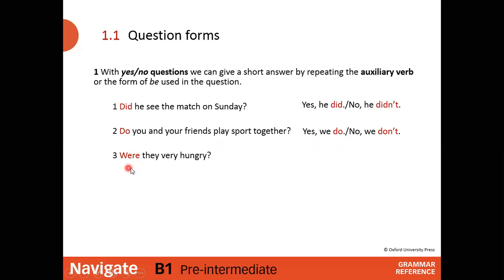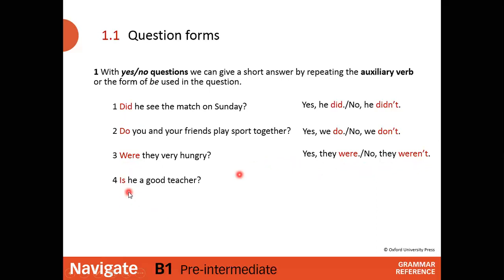Now, were they very hungry? Yes, they were. No, they weren't. So the question starts with the form of be. This is were, the past form of be. And the short answer is going to be with this auxiliary verb, with were. So yes, they were. No, they weren't. All right, I hope it's clear.